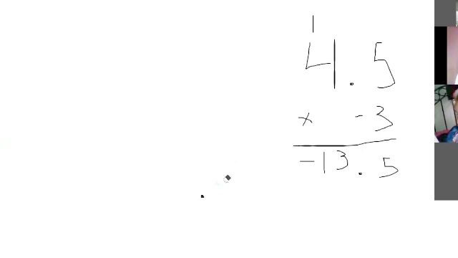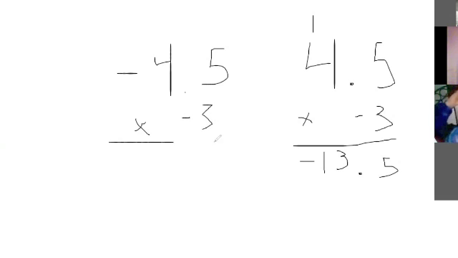But now let's say that we had a negative for the top number and the bottom number. So -4.5 times -3. So it'd be the same exact process. So still 15 right here, still 4 times 3, which is 12 plus 1. So still 13 right here. But now because both of the numbers are negative, now the answer is going to be positive.